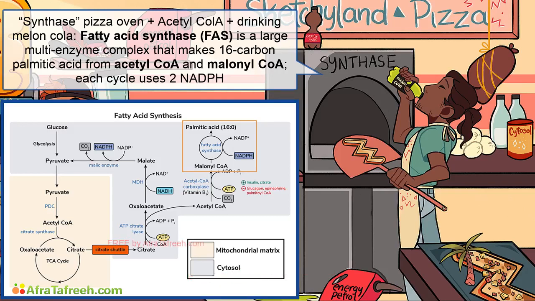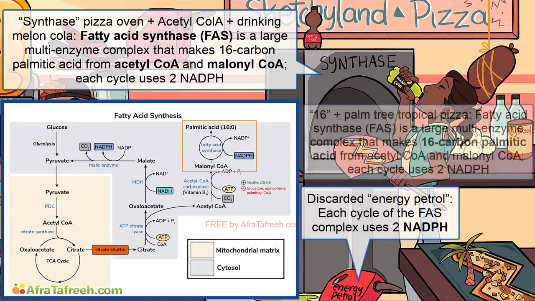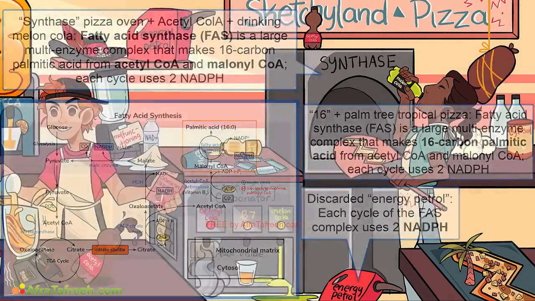Once both substrates are loaded, FAS can now catalyze a series of 4 reactions: condensation, reduction, dehydration, and reduction again. Each cycle adds 2 carbons to the growing fatty acyl-CoA and requires 2 NADPH. We repeat each cycle until we finally make 16-carbon palmitic acid.